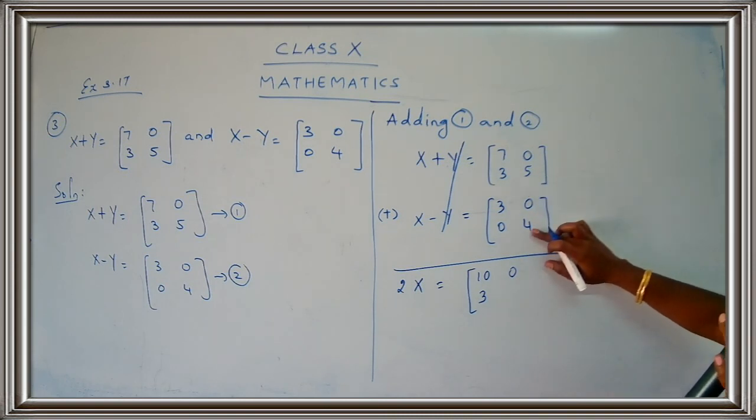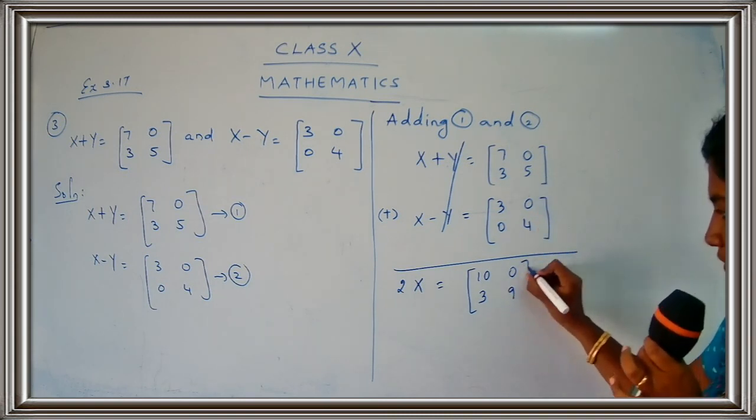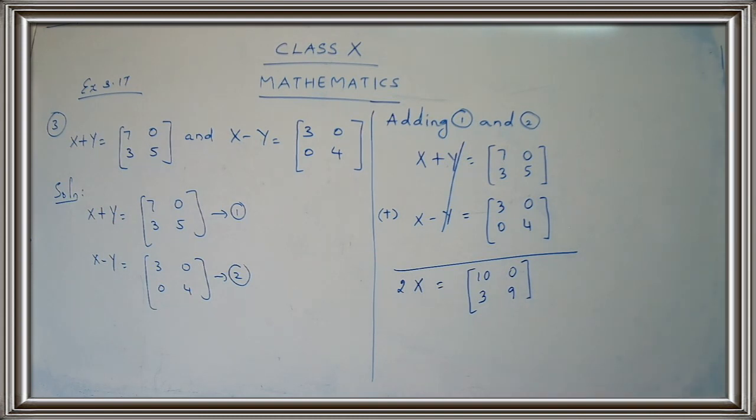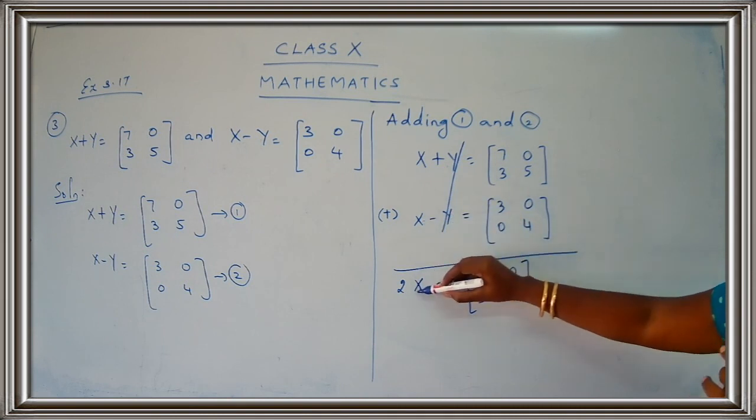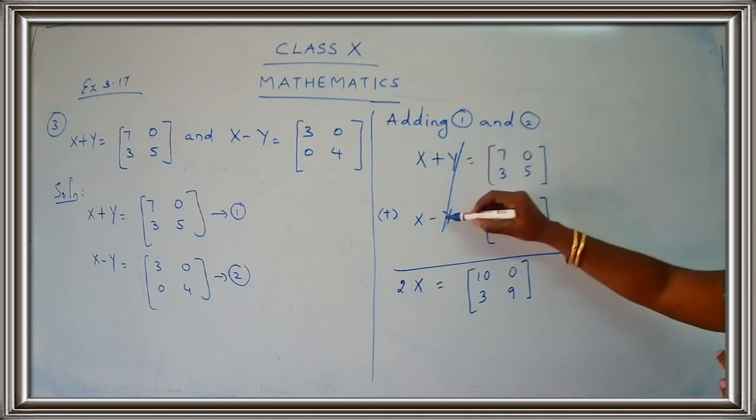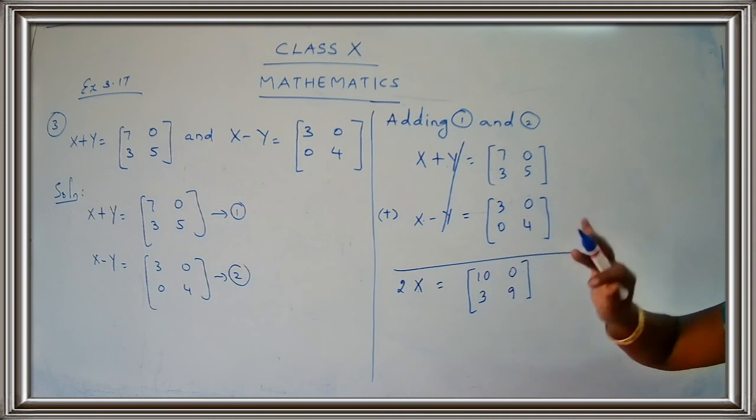5 plus 4. It's 9. So we have added the matrix. I'll just explain to you once again. x plus x is equal to 2x. Now plus y minus y gets cancelled. So the y term goes off.